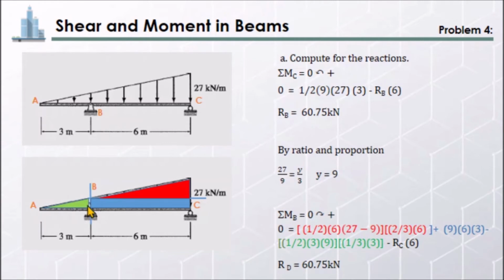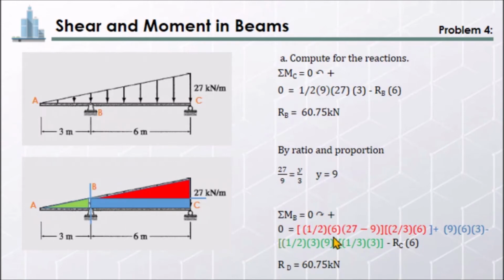Ngayon class, ang tanong kasi dito, ilan ito, 'di ba? Itong part na to. Ito, alam natin to na 27. Pero dito, ano yung magiging height nung green na to? Or yung height ng blue na to, 'di ba? So, ang gagawin lang natin is mag-take tayo ng ratio and proportion. So, we have 27 is to 9, y is to 3. So, from here, we could solve y is equal to 9. 9 kilonewton per meter.